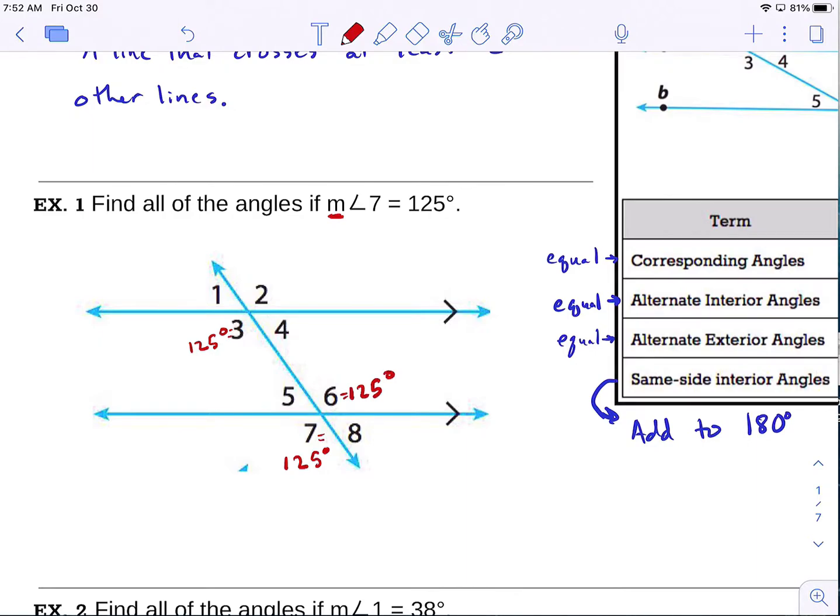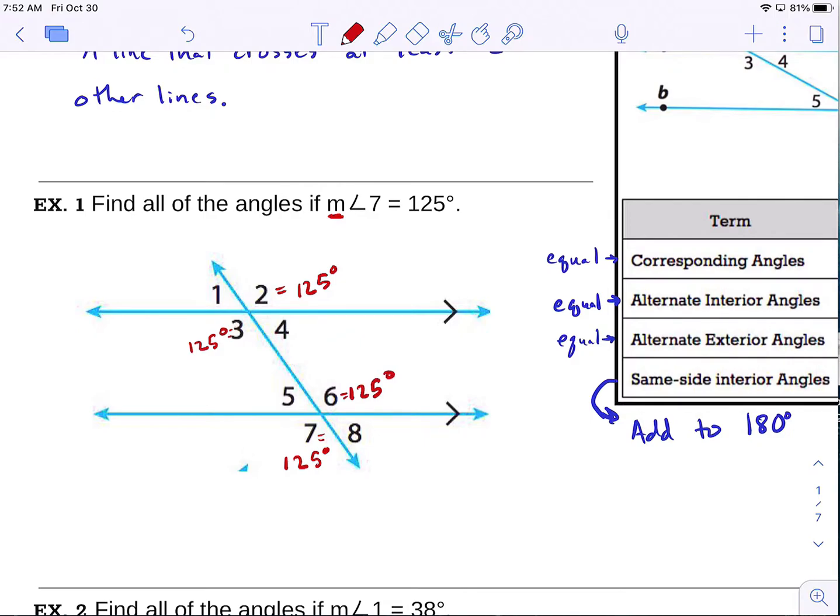Okay, let's keep going. Alternate exterior angles. Remember, that's only looking at the outside angles. And since I know angle 7 is 125, what's its alternate exterior angle? That would be angle 2 up here. Alternate exterior angles are equal. So that's 125 degrees. Okay, so just by going down the list, we've really quickly, without having to do any work, knowing the word, knowing the definition, come up with all these other angle measures.